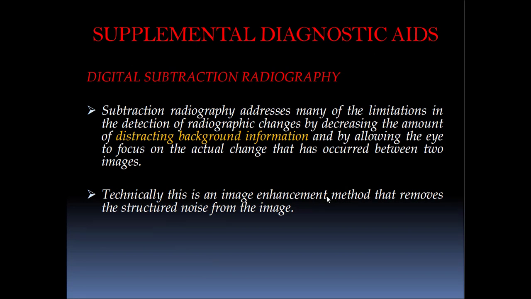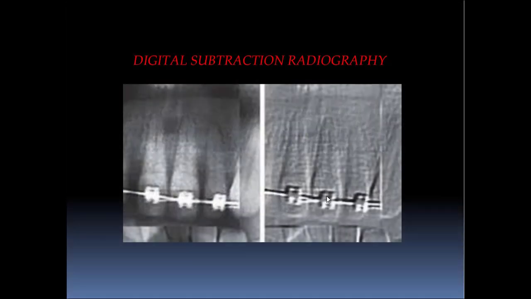Digital subtraction radiography. Subtraction radiography addresses many of the limitations in detection of radiographic changes by decreasing the amount of distracting background information and by allowing the eye to focus on the actual change that has occurred between two images. Technically, this is an image enhancement method that removes the structured noise from the image. It is one of the tools that we see in RVG. Minor changes like internal root resorption or some fracture line can be visible with this method.